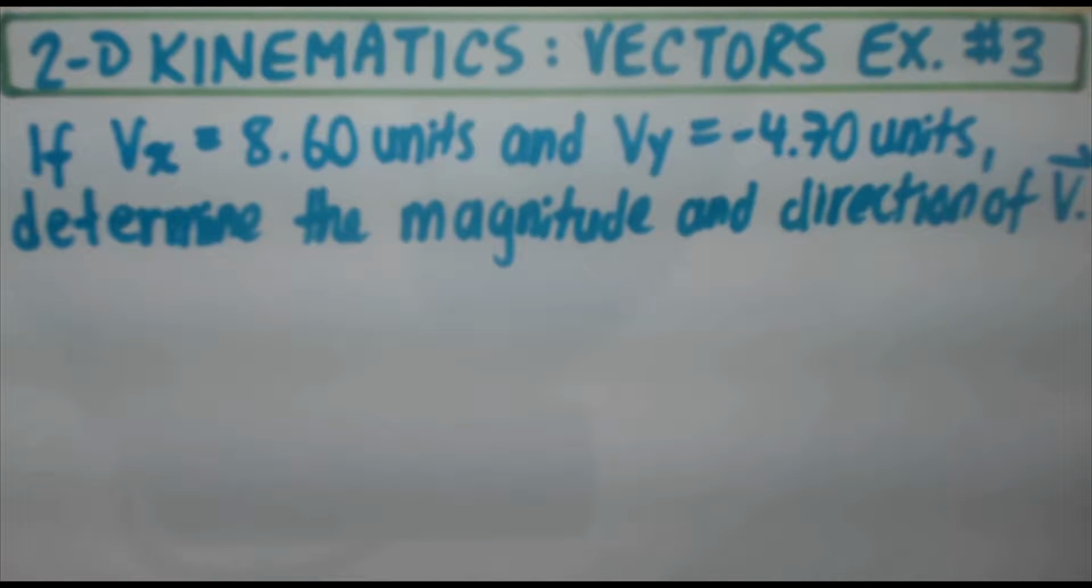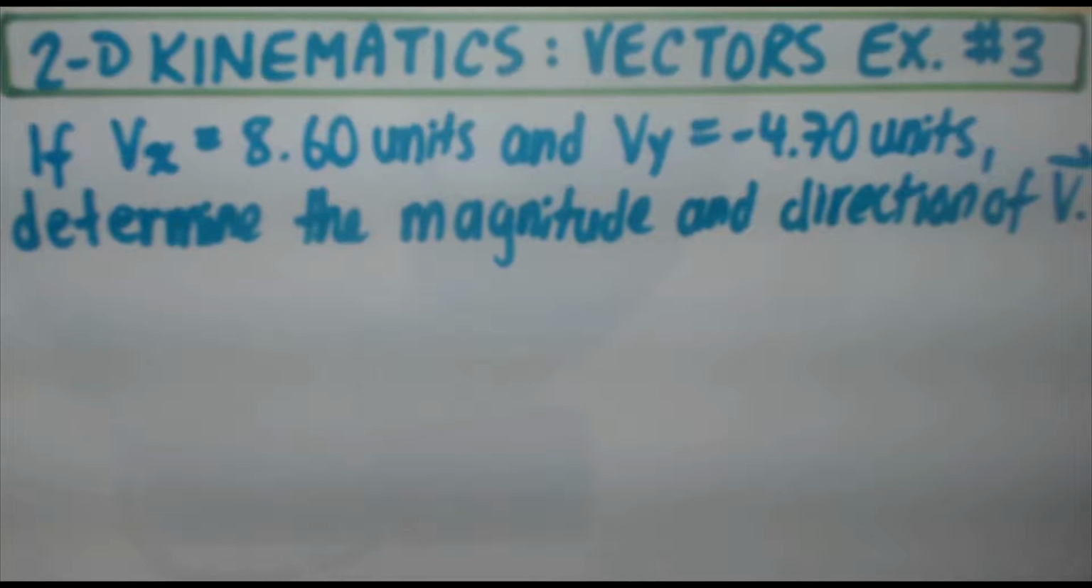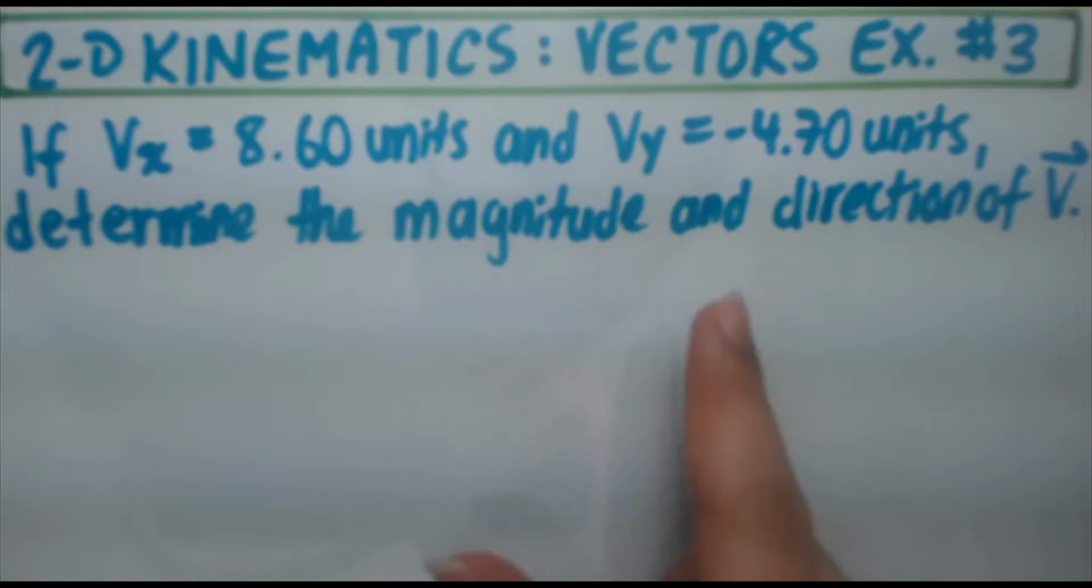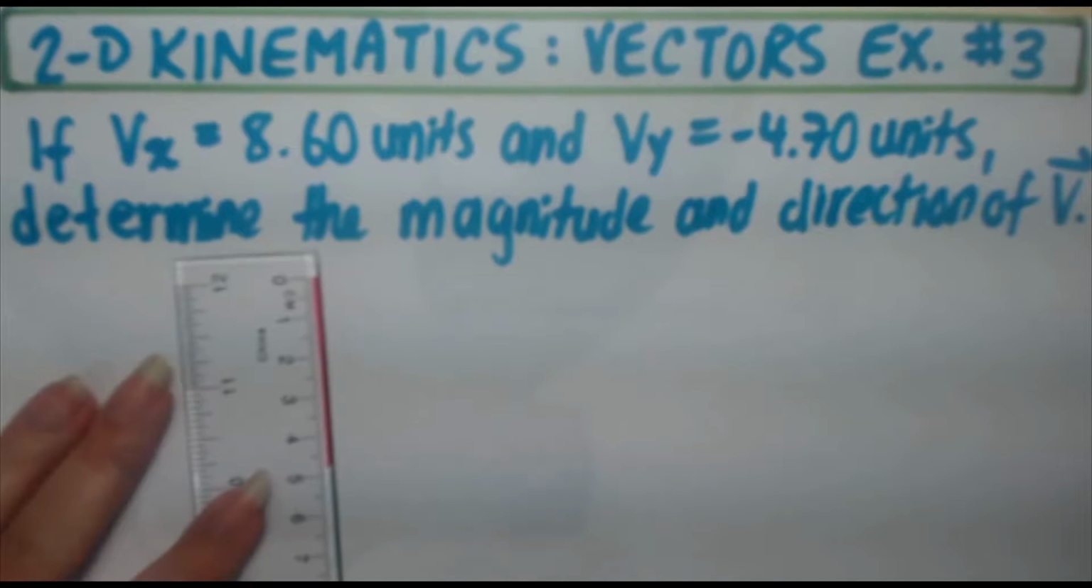If Vx is equal to 8.60 units and Vy is equal to minus 4.70 units, determine the magnitude and direction of V. Okay, so V here is comprised of Vx and Vy, and we have to figure out what that is. This example is actually much simpler than the previous two, but let's use the knowledge we gained in those.